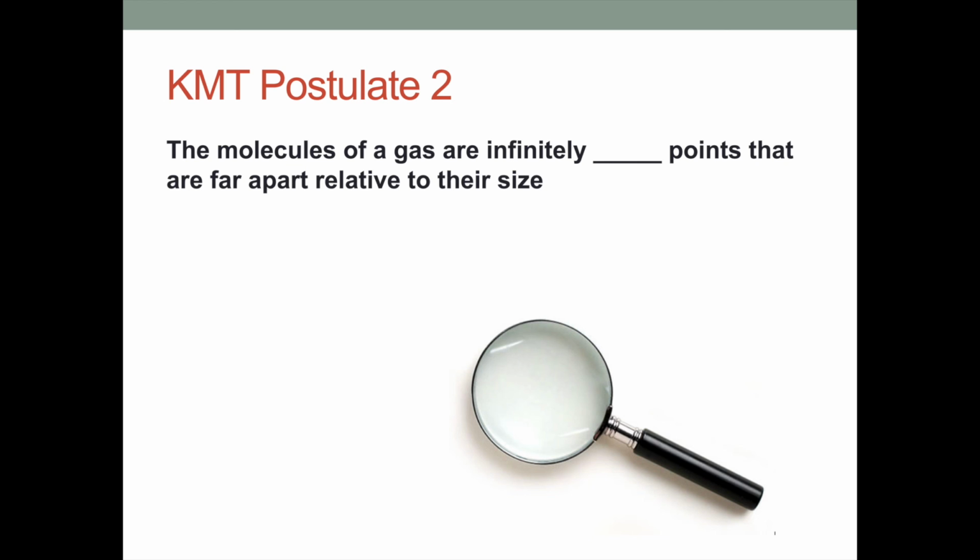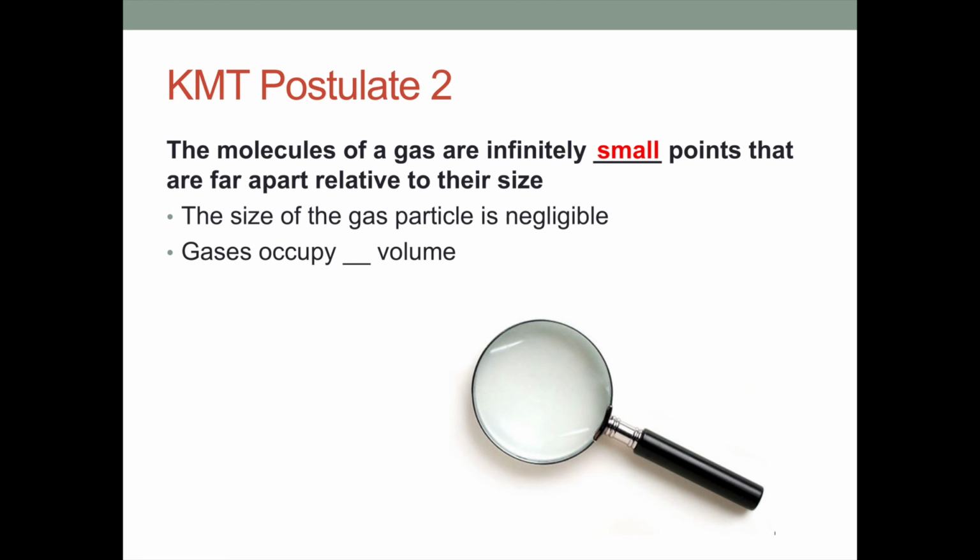Postulate 2 states that the molecules of a gas are infinitely small points that are far apart relative to their size. This one is kind of hard to visualize. It works under the assumption that gas molecules are so small that their size is negligible to the size of their entire container. Therefore, the gases occupy no volume. But wait, we know that gases do have volume. When we fill a balloon with air from our lungs, the balloon expands to contain the gas. So how can gases occupy no volume?